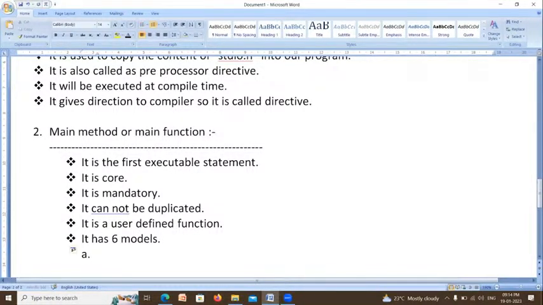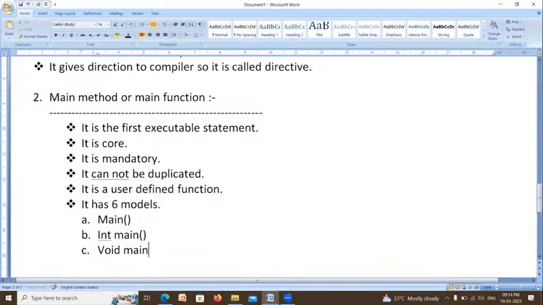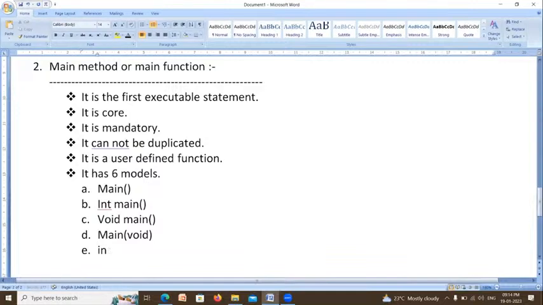First model is you can write main, or you can write int main also, or you can write void main also, or you can write main of void also, or you can write integer main of void also, or you can write void main of void also.